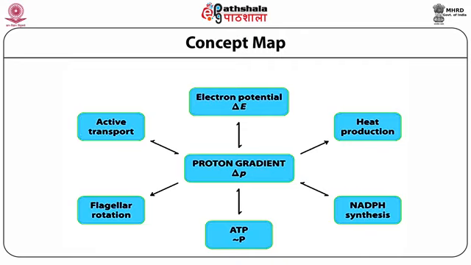This figure gives an overview of the general uses of proton gradients in the proton motive force. We use them in NADPH and ATP synthesis, heat production, flagellar rotation, electron potential, and active transport.